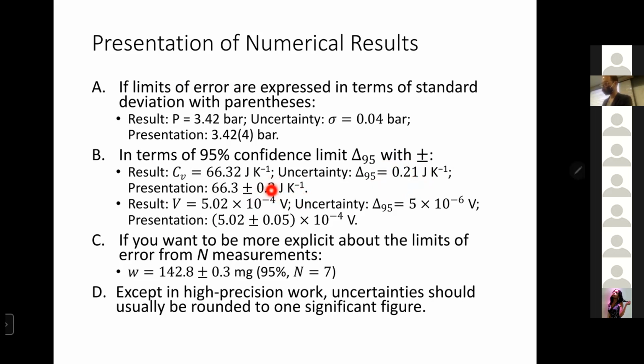And then whichever digit has this uncertainty, that is the last digit that you want to report in the value that you're reporting. So we're going to round the value that we measured to the 10th place and report it as just 66.3.